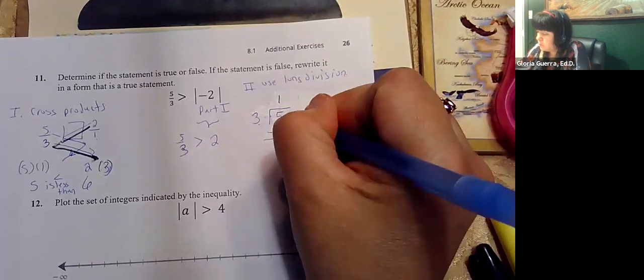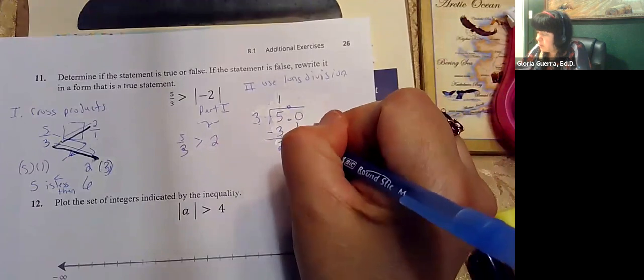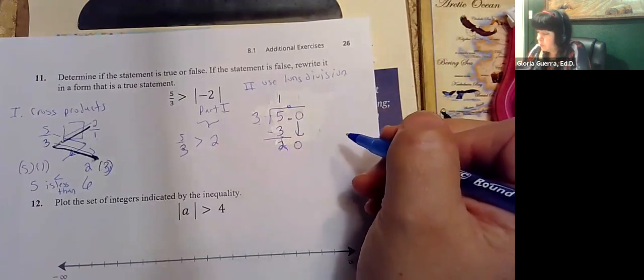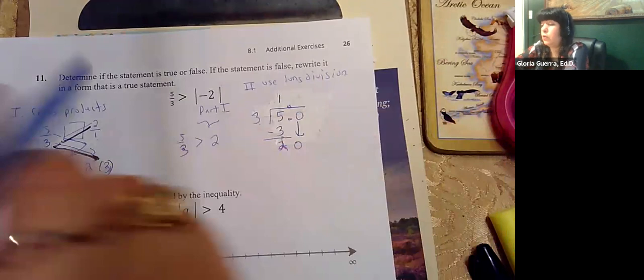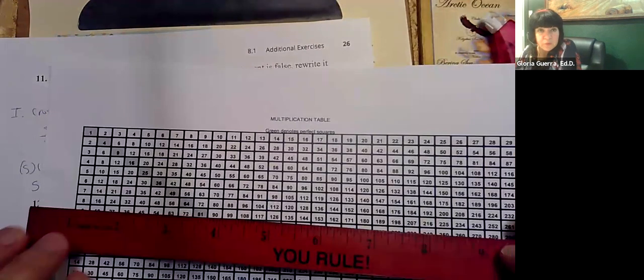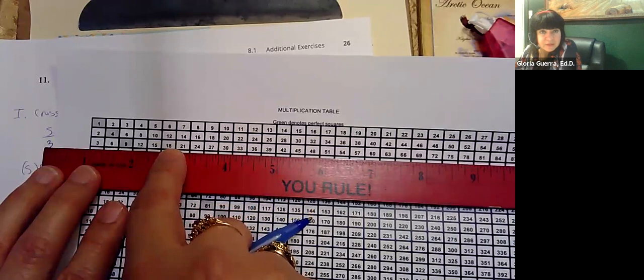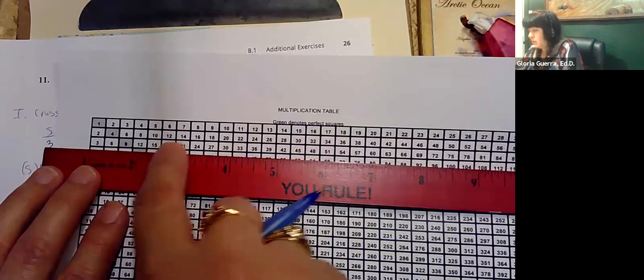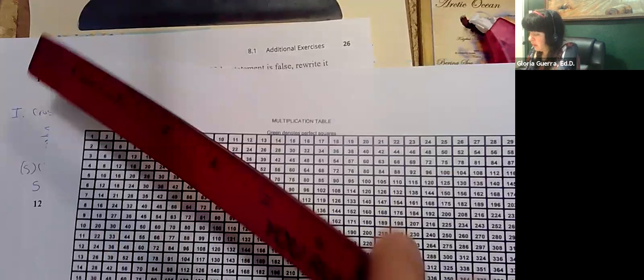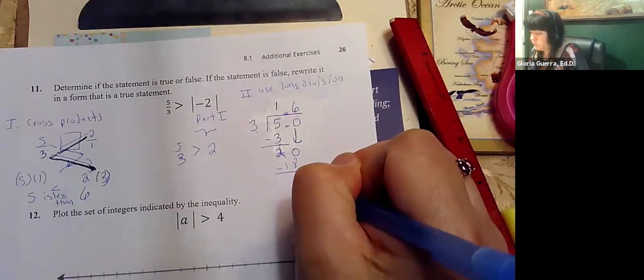Okay, add a decimal, pull it up, add a 0, bring it down, and you have 20. 3 goes into 20 without going over. That's about right here, right? 3 times 6 is 18. So the 6 goes at the top and the 18 goes at the bottom. 20 minus 18 is 2.